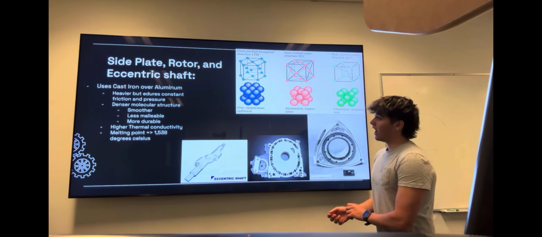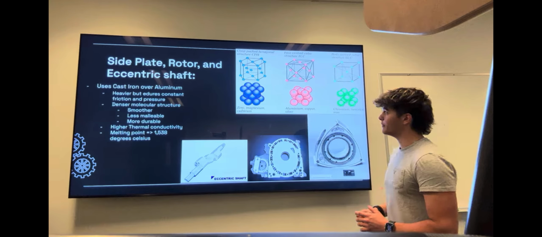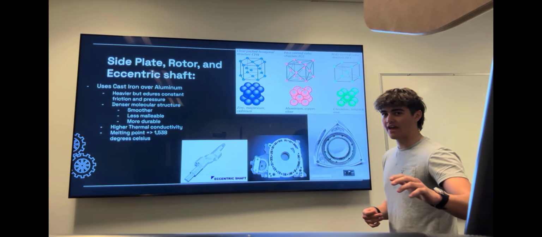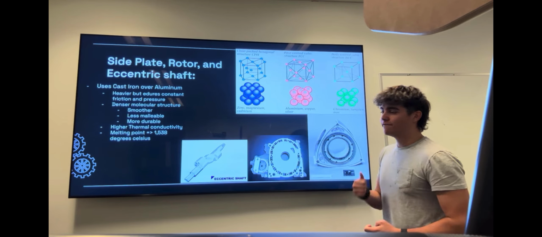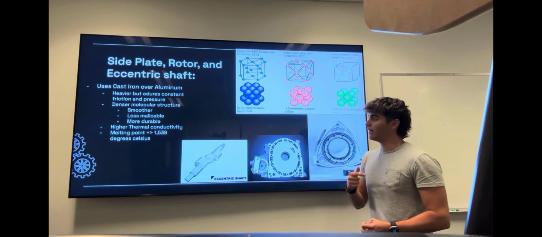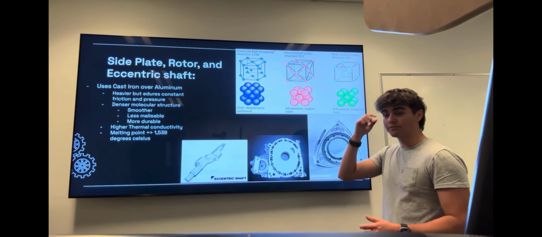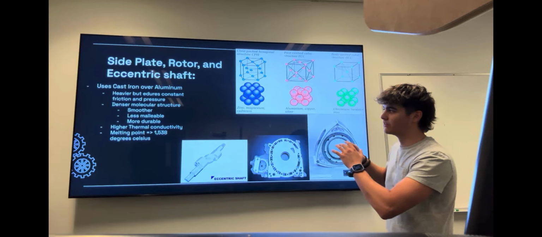For this, iron is used over aluminum. This is because of how strong iron is. Even though it is heavier, it is very smooth, very dense, and it has a very high thermal conductivity level and melting point. This is because of how strong the molecular structure is.